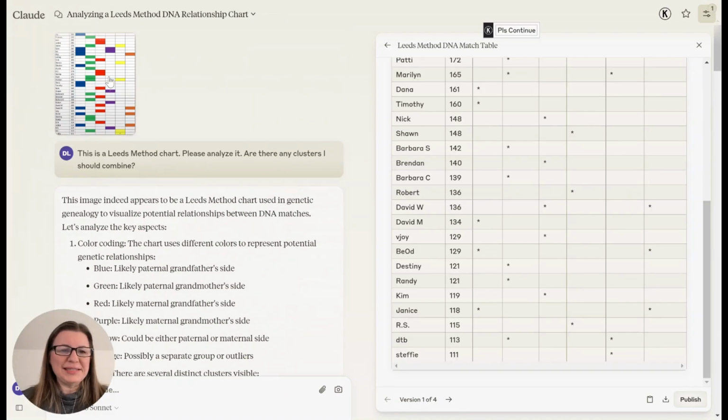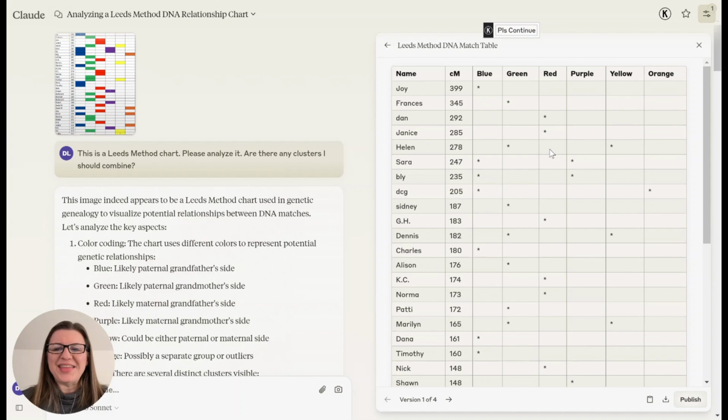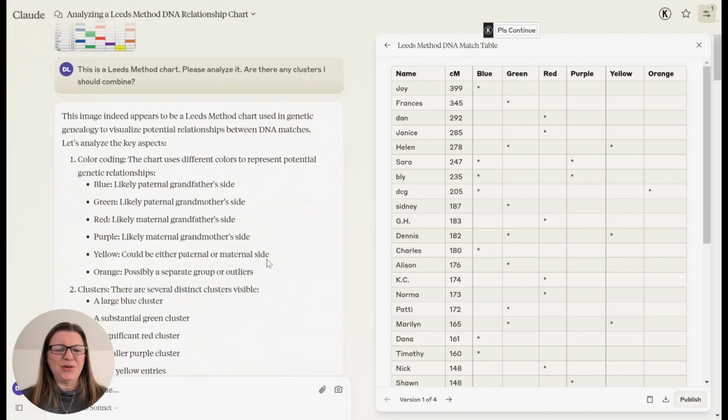Okay, this is what I did yesterday. I gave them the chart, and that time I had not asked any color dots. I just said, this is a Leeds Method chart. Please analyze it. Are there any clusters I should combine? Now, one thing it was doing that I didn't really care for, it thought that it should go paternal grandfather, paternal grandmother, maternal grandfather, maternal grandmother, and then it wasn't sure what to do with the others, which is just not how the Leeds Method works. You're not going to, it could happen, but these do not appear in any certain order.